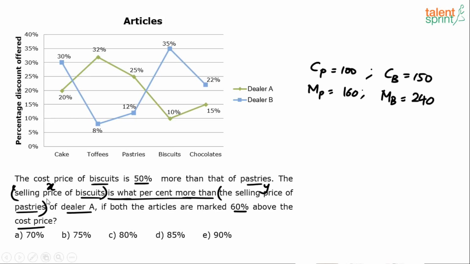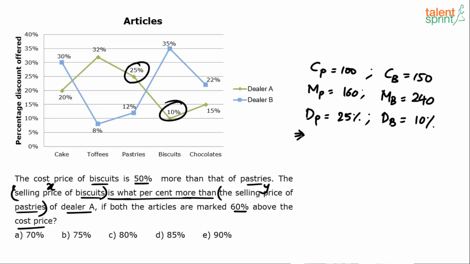Now, come to the discounts. We are talking about dealer A. Dealer A is the line in green, right? Biscuits may dealer A gave 10% discount. Pastries may he gave 25% discount. Discounts are always on the mark price. Let's directly calculate the selling price value. If the discount is 25%, selling price will be 75%. Of what? Of the marked price only, always.